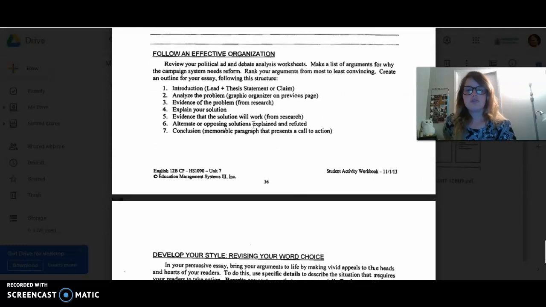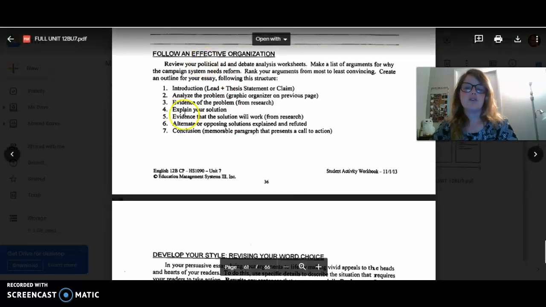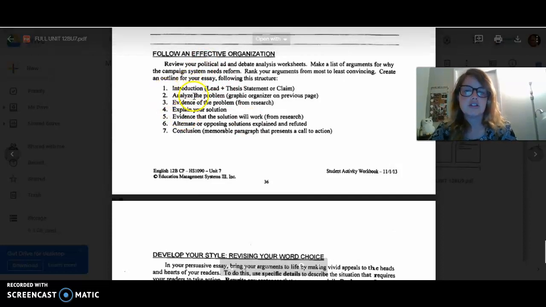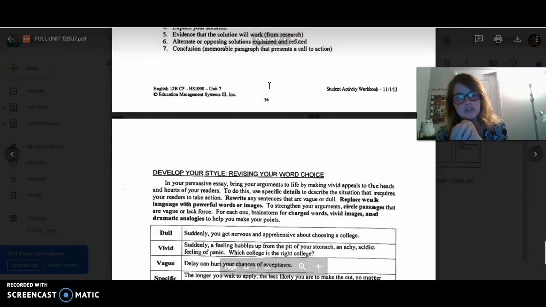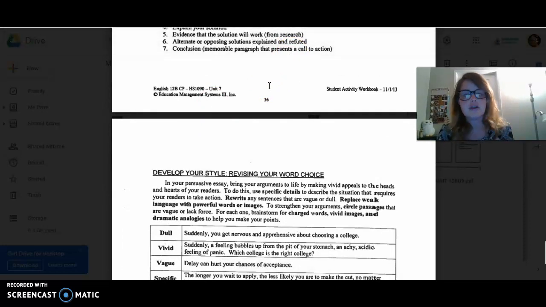And then you want to use effective organization. So they give you kind of an outline here. So introduction, analyze the problem, evidence of the problem. So I could quote those debates and things like that I watched. Evidence that the solution will work. So look at any penalties that they've already accrued. Alternate or opposing solutions explained and refuted. And then conclusion. And then I will put my call to action. So we need to vote tomorrow to instill these penalties on this, right?